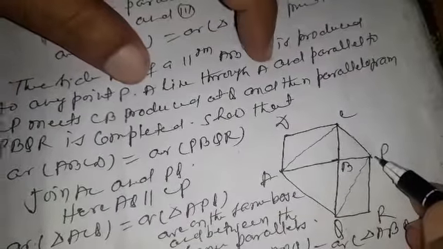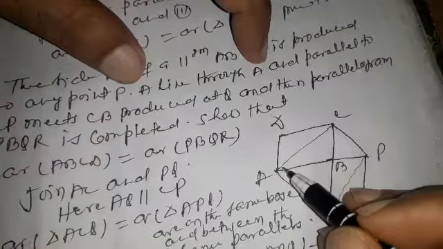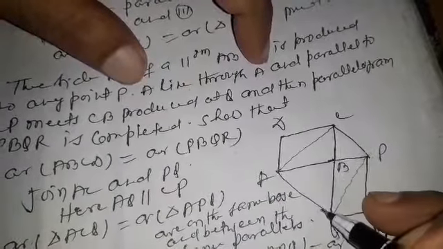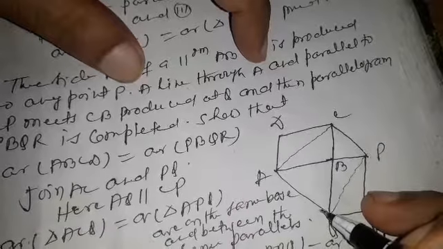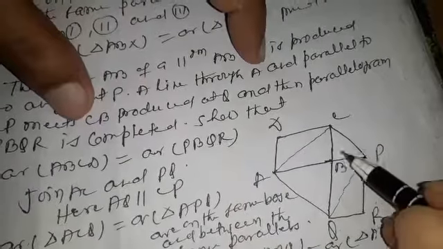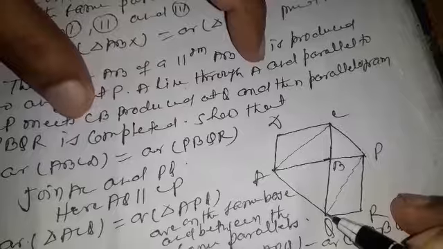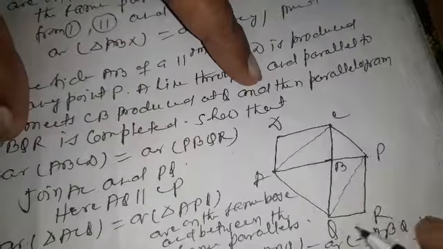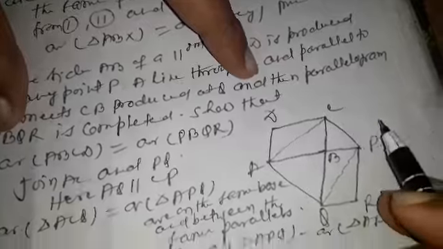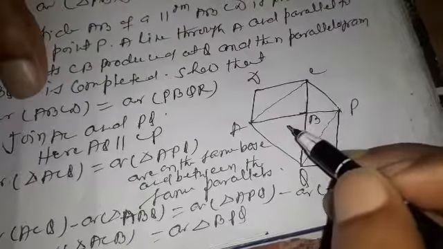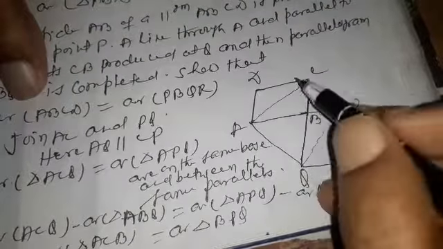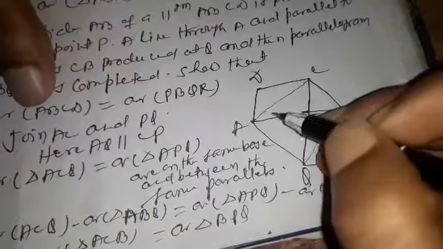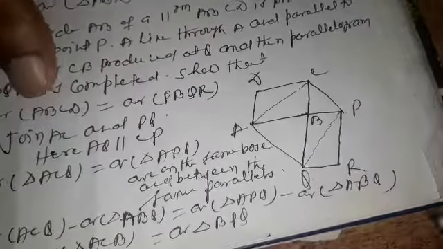A line through A parallel to CP meets CB produced at Q, and then parallelogram PBQR is completed, so that the area of parallelogram ABCD is equal to the area of parallelogram PBQR. So here, join AC and PQ.